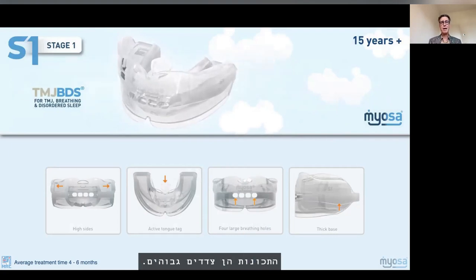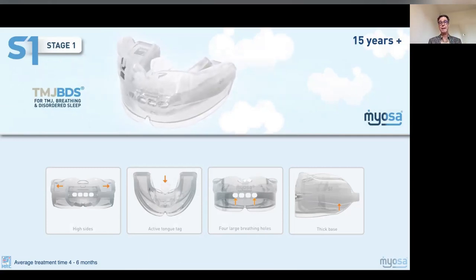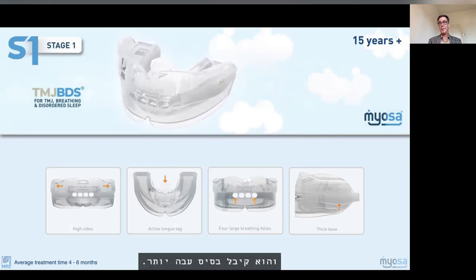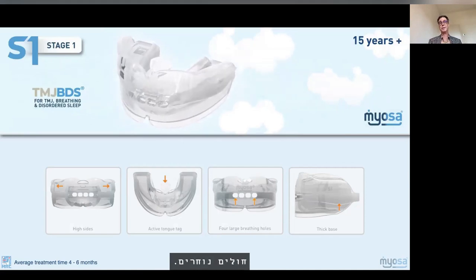The features are high sides, so the soft tissue is away from the teeth. It has an active tongue tack, so we can do exercises with the tongue tack as well. It has large breathing holes to breathe through your mouth, and it has a thicker base. It opens the bite and it's moving the mandible forward. So this appliance is very useful for mouth breathing patients and snoring patients.